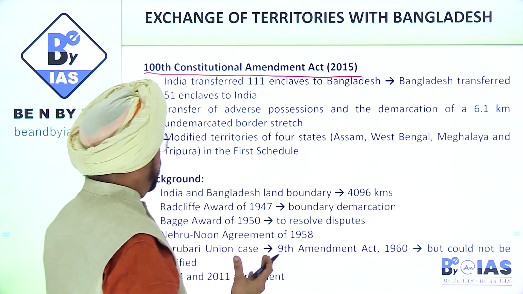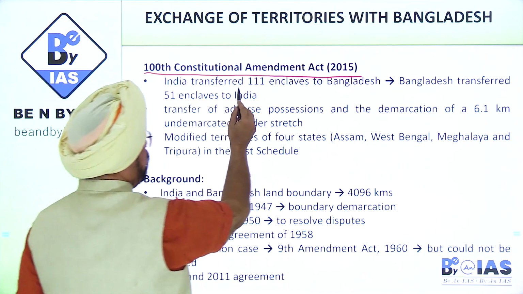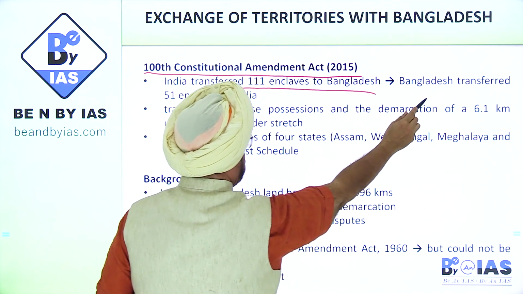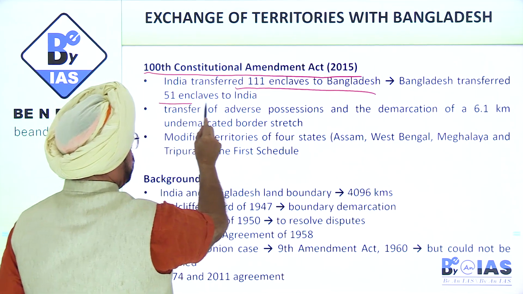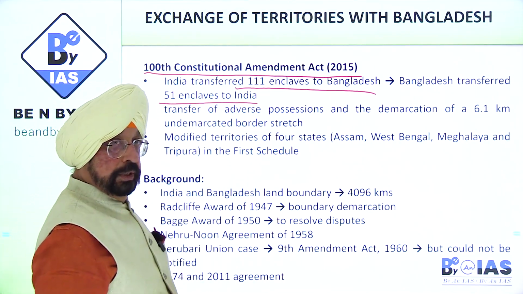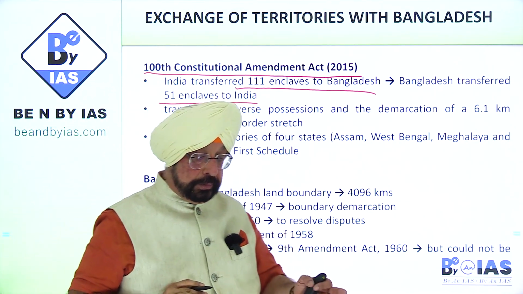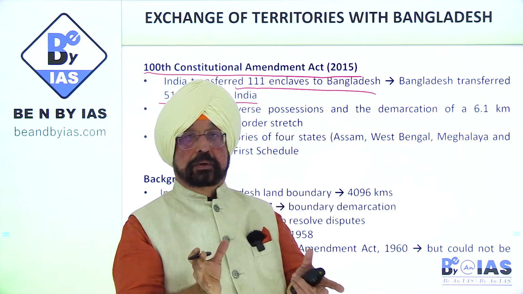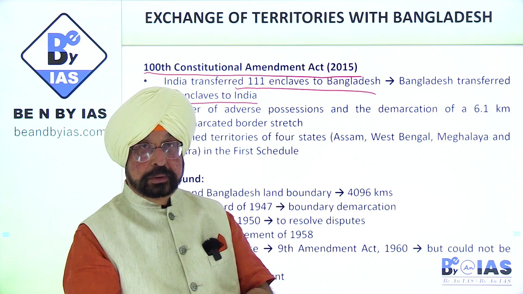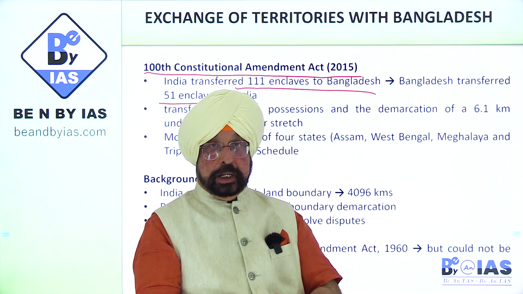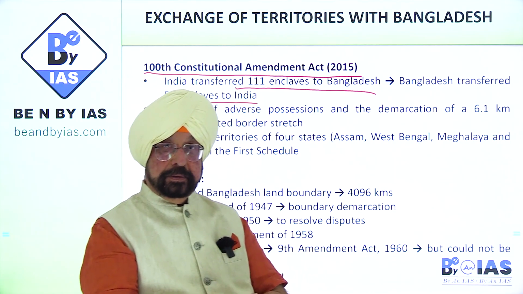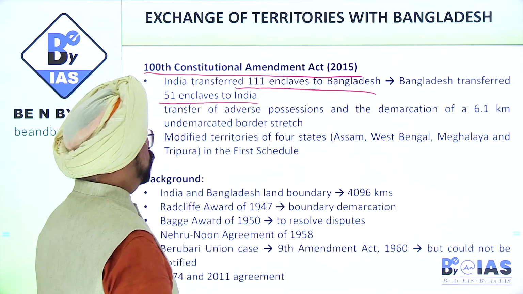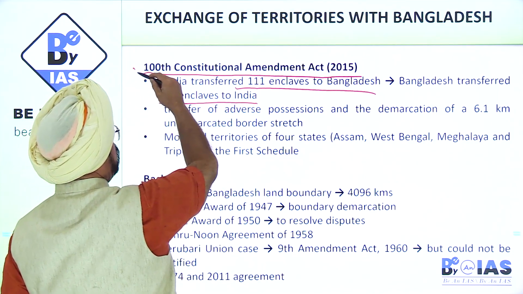Okay, so in that case, India transferred 111 enclaves to Bangladesh. Bangladesh transferred 51 enclaves to India. So it was a kind of reorganization, or settlement of a border dispute, boundary dispute. And mind you, just now we have seen it could be done by way of a constitutional amendment, and here is that constitutional amendment.